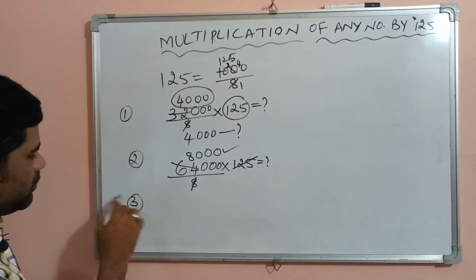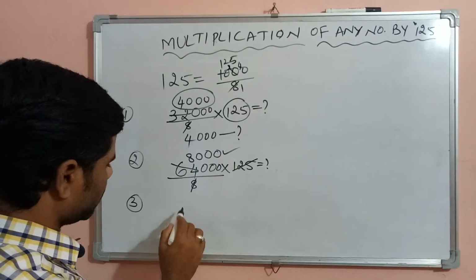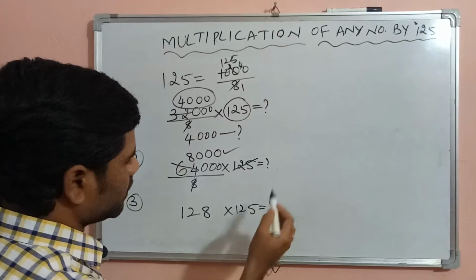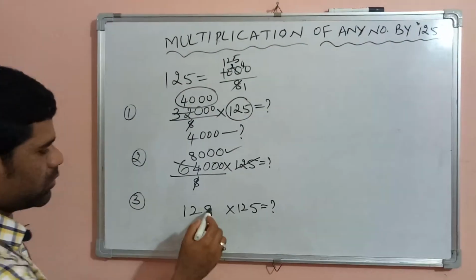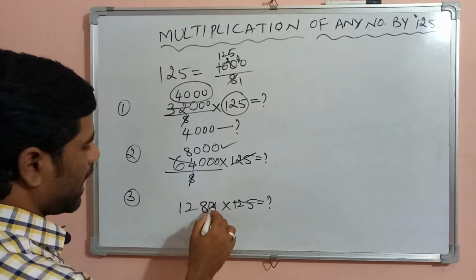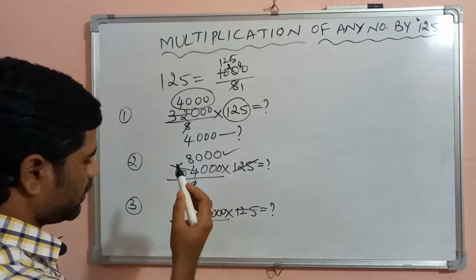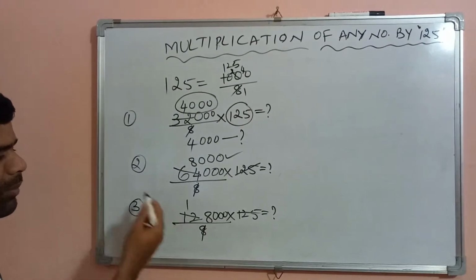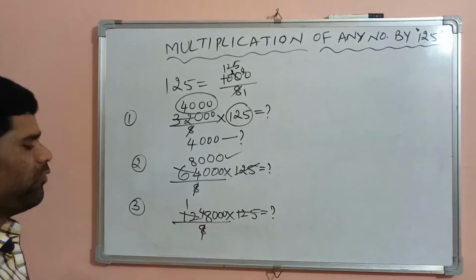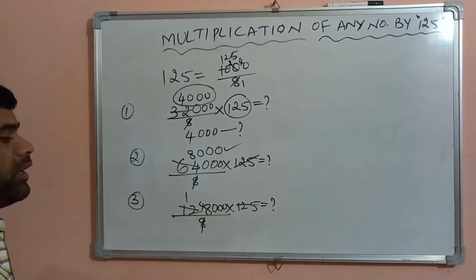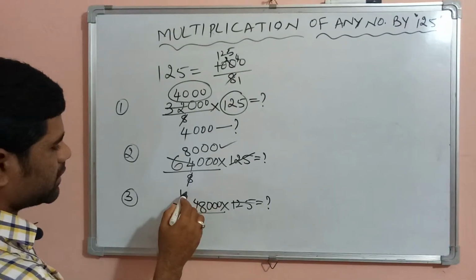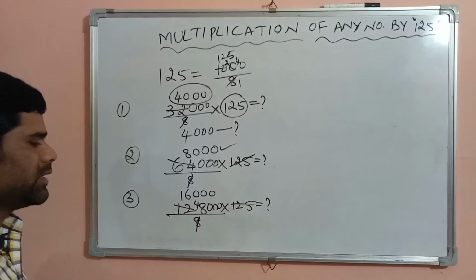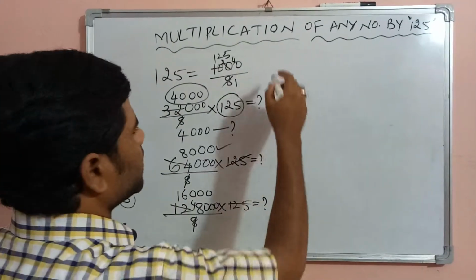Third example we will see. 128 into 125 is equal to how much? Now just cut this 125, add 3 zeros and divide by 8. Now 8 goes in 12 how many times? 1 time. 8 ones are 8. 12 minus 8 is equal to 4. That number becomes 48. Now 8 goes in 48 how many times? 6 times. 8 6s are 48 and remaining 3 zeros. So the answer is 16,000.